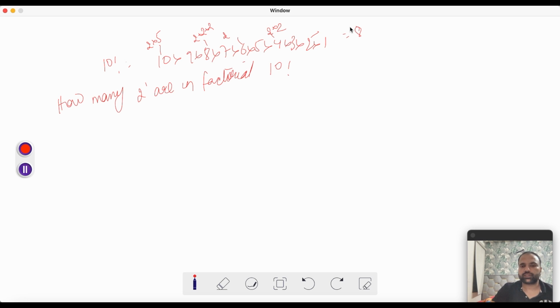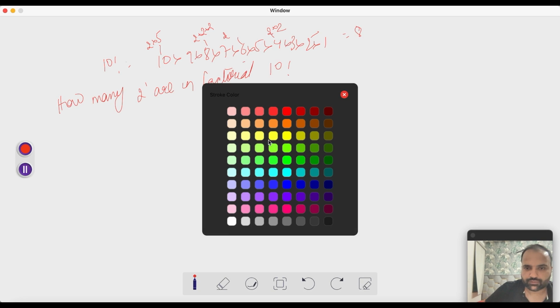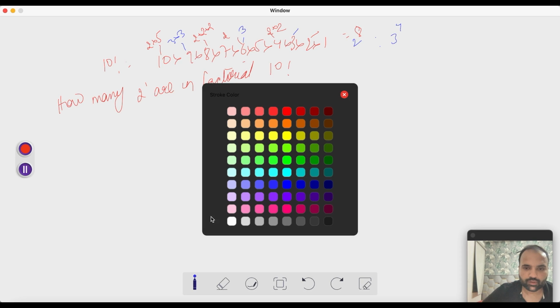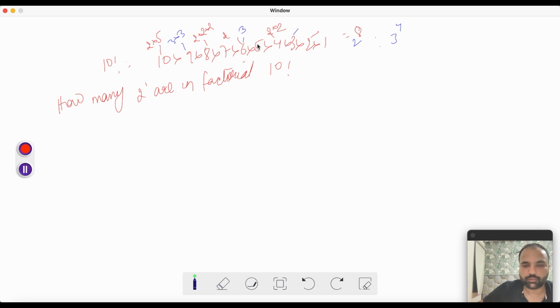Okay, how many 3's would we have? Let's take another color for 3. We have 1 over here, then we have 3 into 2, then we have 3 into 3. So how many 3's do we have? 2, 1 is 3, 1 is 4. So 2 we have 8, 3 we have 4, isn't it? How many 5's do we have? Now understand, it may sound boring, but it's very important. For 5 we have 1 five, and then we have one more 5 over here, 5 into 2 is 10, so we have 5 squared.